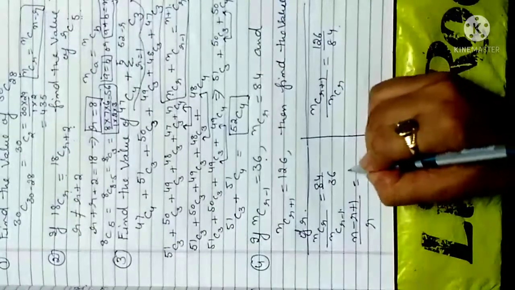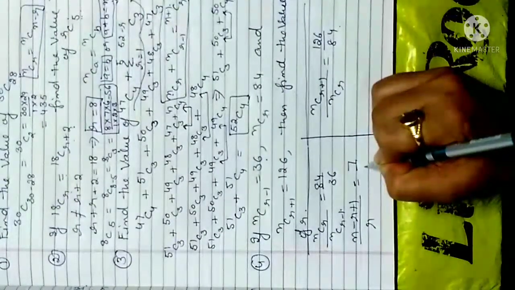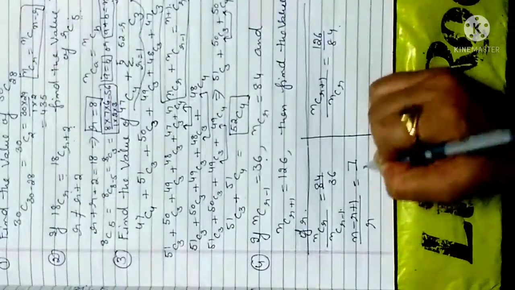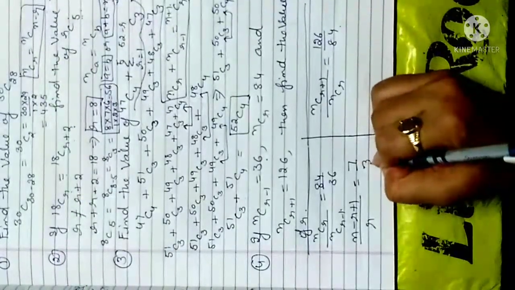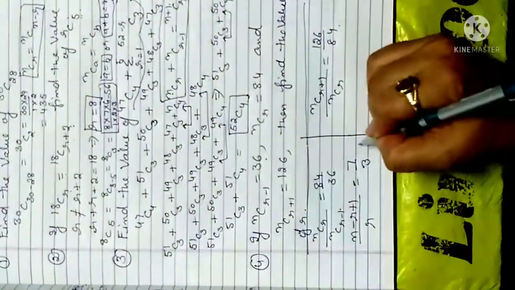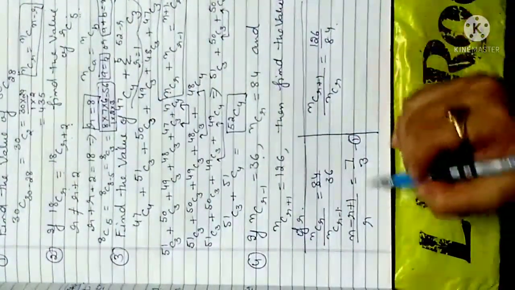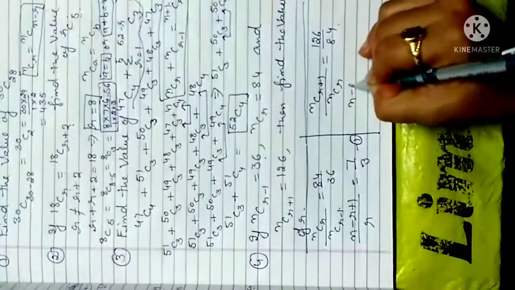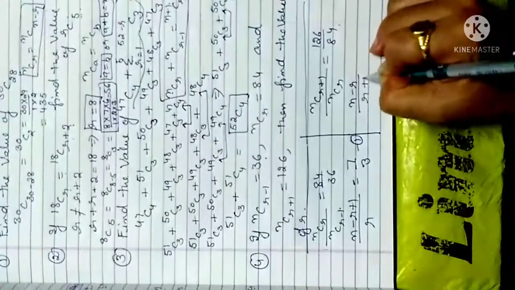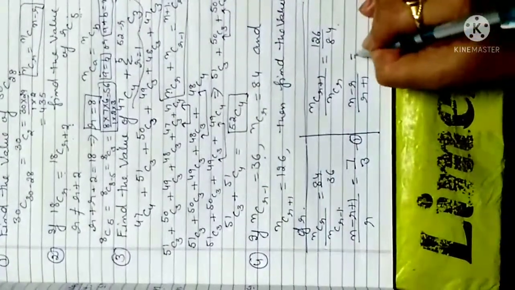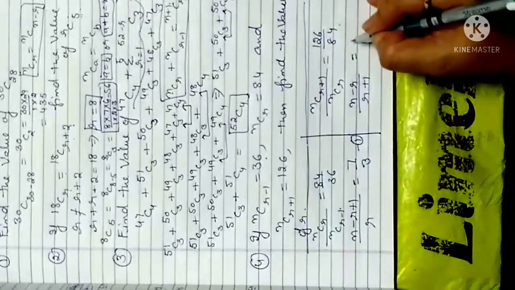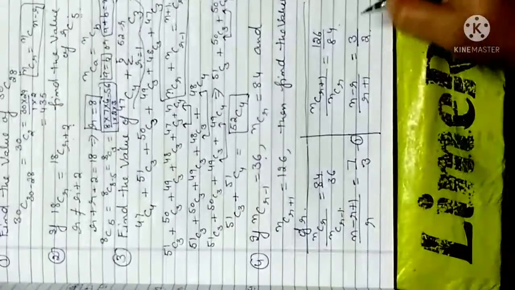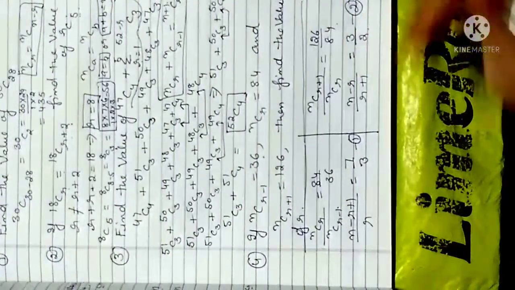84 by 36 gives me 7 by 3. 12 3s are 36, 12 7s are 84. So 7 by 3 is my first equation. Here when you apply the same formula, it becomes N minus R by R plus 1. So that becomes 126 by 84, which when divided is 3 by 2. So this is my second equation.